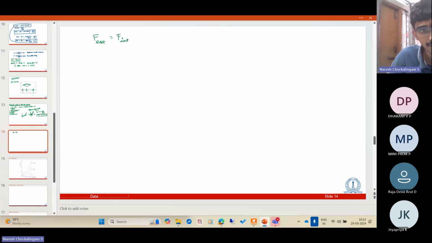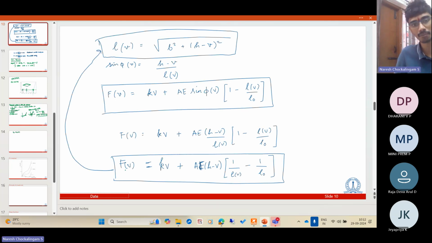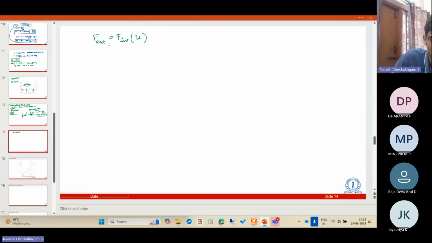We are balancing the external force to internal force, and this internal force is some function of u. So this is what we are doing in our case. Look at this expression. f of v is the applied force, f external, and what is on the right hand side is f internal. Now we are actually solving f external is equal to f internal. This is what we want to solve.